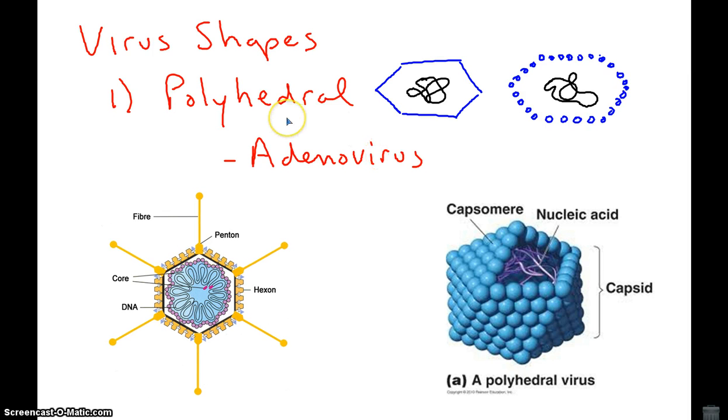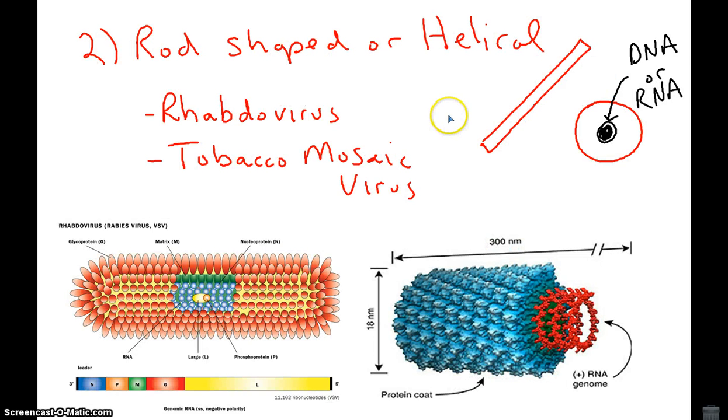So the first is there's the polyhedral, which is the adenovirus, which causes upper respiratory tract infections, is an example. And here we've got a polyhedral protein capsule around the outside with the nucleic acid in the middle. And there's two kind of cartoon representations at the bottom. The second shape is rod-shaped or helical, and so here's the rhabdovirus, which is rabies, and the tobacco mosaic virus, and these ones are kind of rod-shaped. They've got a protein coat on the outside with the DNA or RNA down the middle.